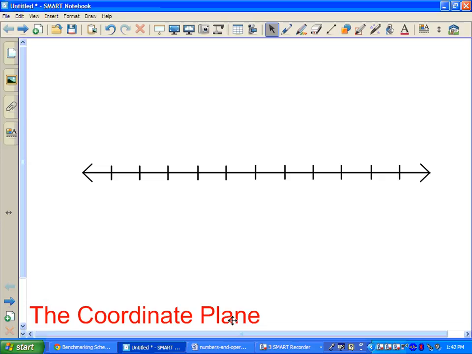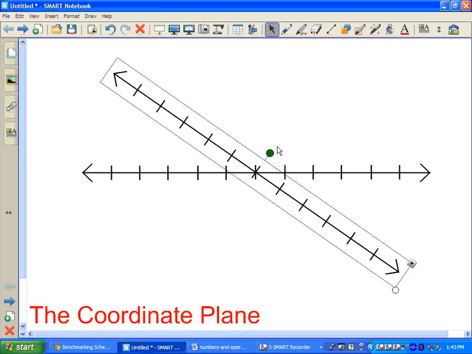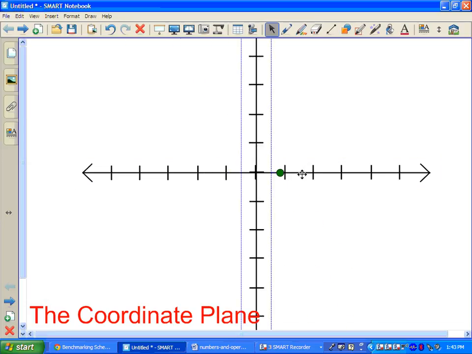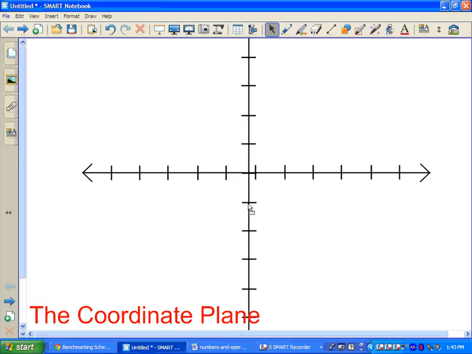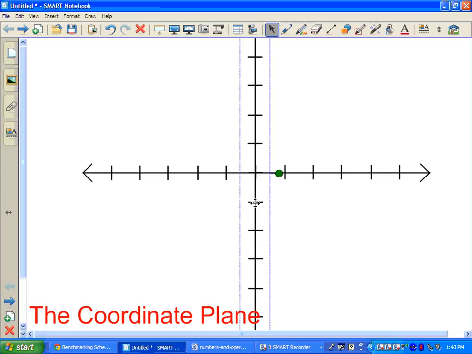Now, here I have a basic number line, and it's horizontal. So what I'm going to do is clone it and make it vertical. Okay, just let me move this over a little bit. So basically, this is what our coordinate plane looks like. We call this x, and we call this one y. So the horizontal is x, and the vertical is y.